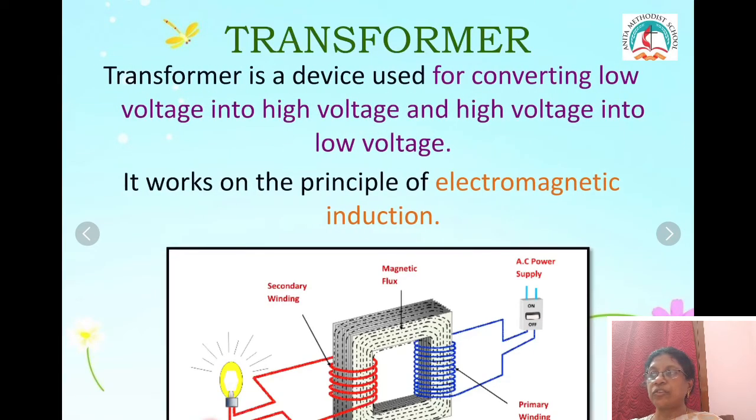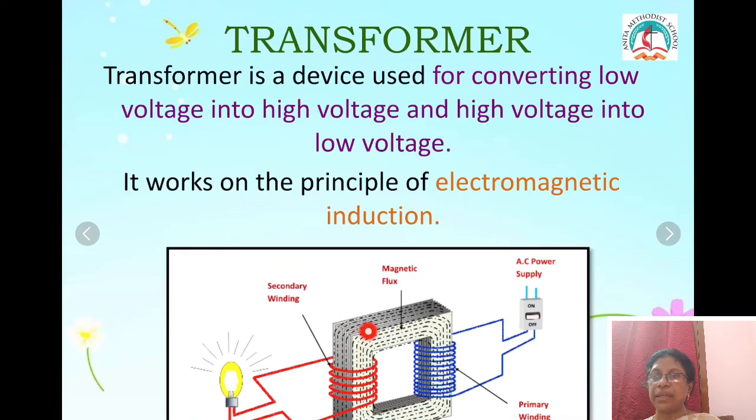Next, what is a transformer? Transformer is a device which is used to convert low voltage into high voltage AC current, or high voltage into low voltage AC current. We already saw in the previous lesson. Transformers are used to convert or vary the voltage of alternate current. Either you can convert low voltage to high voltage or high voltage to low voltage. This also works based on the principle of electromagnetic induction.